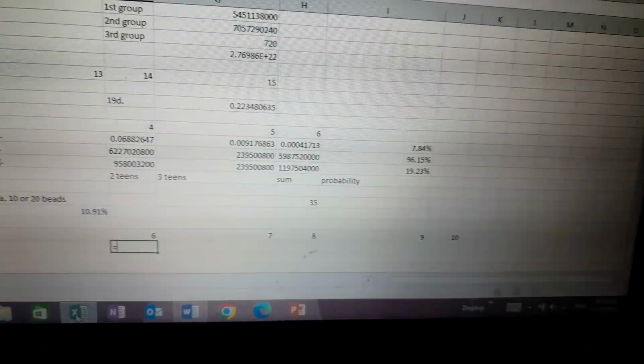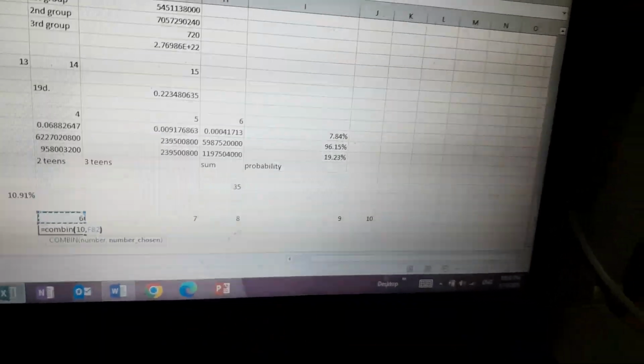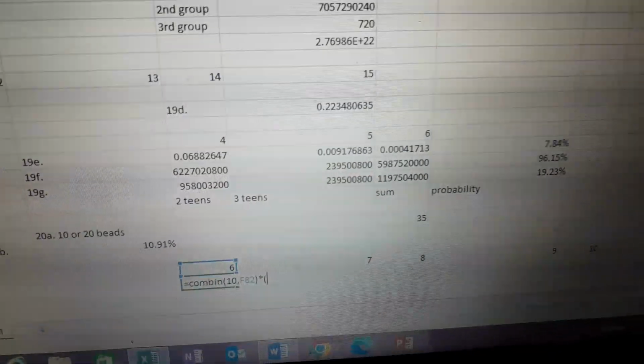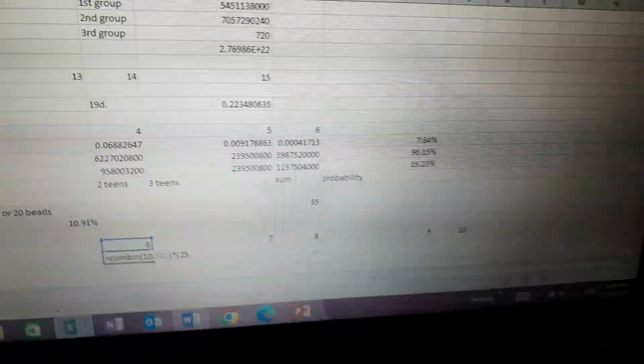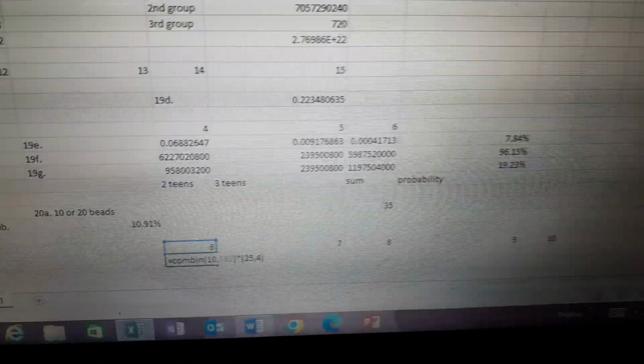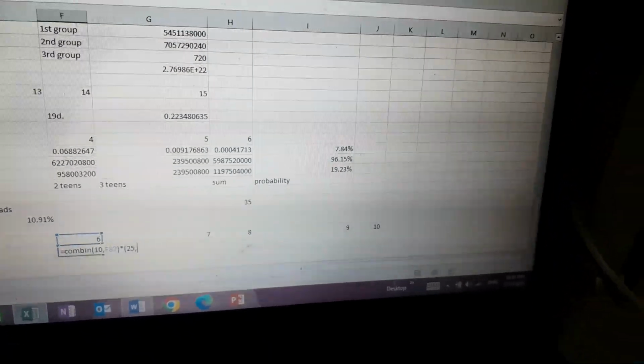Remember I said, it's the combination of how many red beads? 10, right? There are 10 red beads. And then we're going to choose 6 from the population. And then we're gonna multiply it by the other colors. Remember there are other colors and we know the total is 35. So 35 minus 10 is 25. So there are 25 other colored beads. And if we choose 6, therefore we're gonna choose 4 from the others, or 10 minus 6.